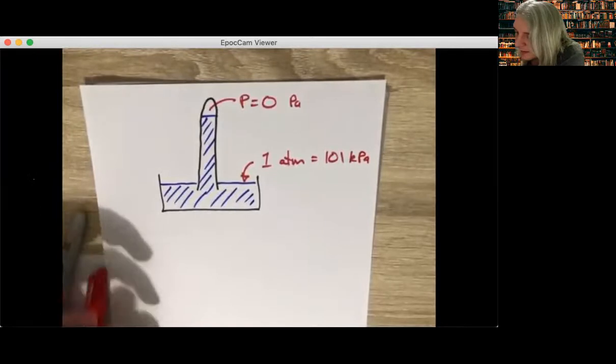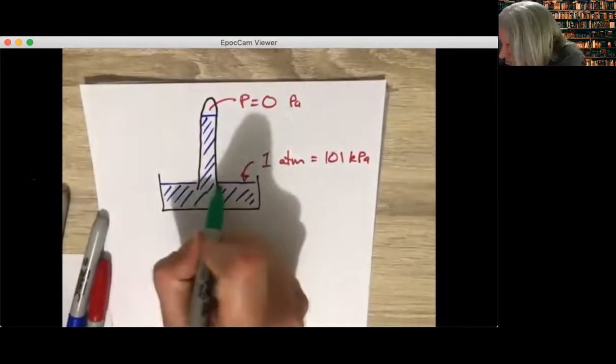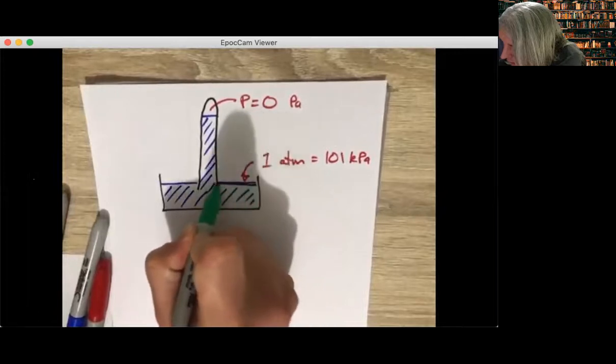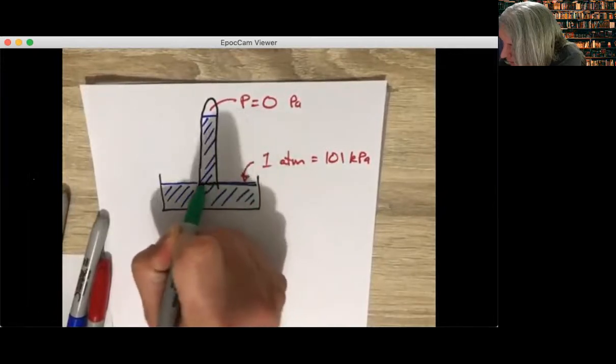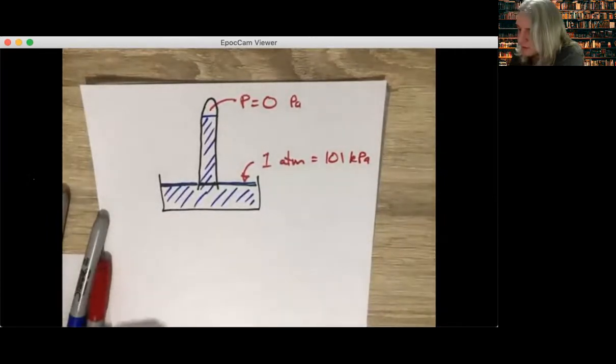And of course we know that the pressure anywhere along that line, so anywhere along here, is going to be the same as it is here. So the pressure anywhere along that line is going to be the same.